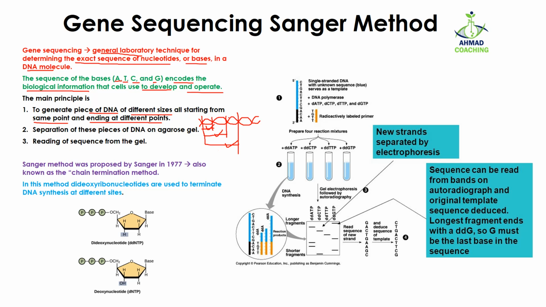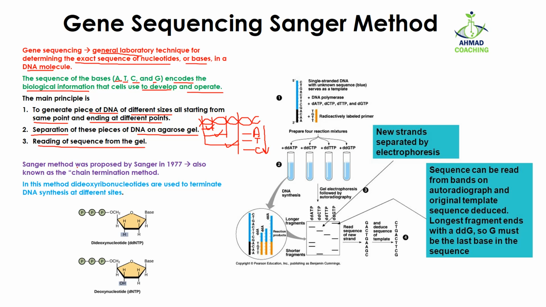After that, these sequences are separated on the agarose gel. Agarose gel is actually a special gel through which the DNA molecules pass and are separated based on their size. After the separation, I'm going to read the sequence from the gel and then I can determine, okay, here we have A, here we have T, here we have C, and in this way I can find out the sequence of the gene. There are different gene sequencing methods, but we are going to study the Sanger method here.